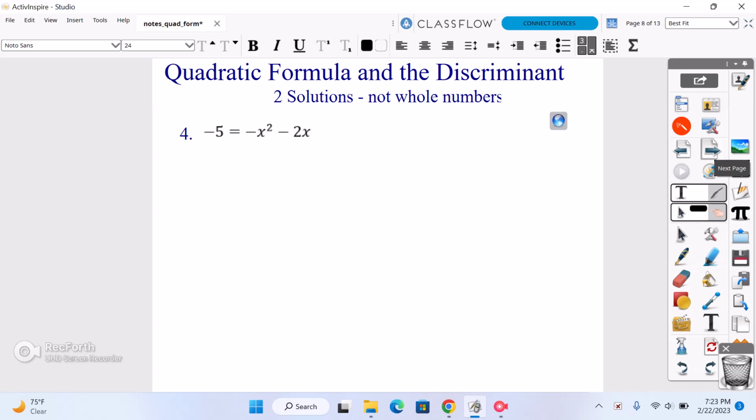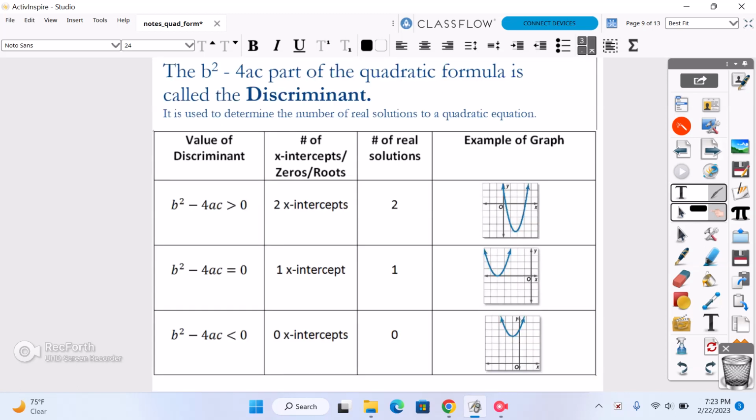Okay, go ahead and pause this video, and I want you to try example number 4. And then you can check with the answer key of the completed notes online to verify your solution to both number 2 and number 4. We're going to go ahead and jump to the next part.